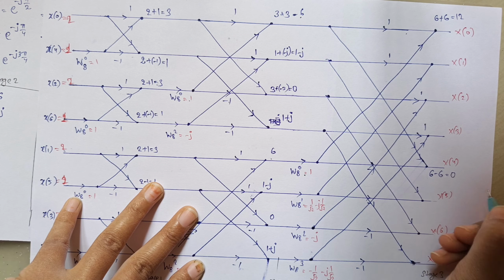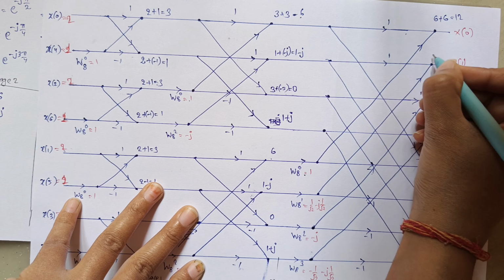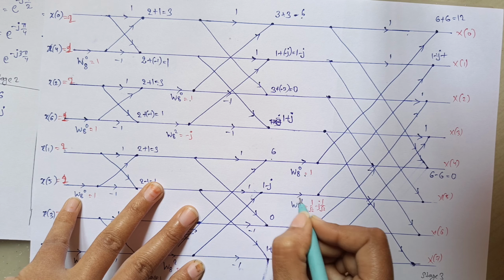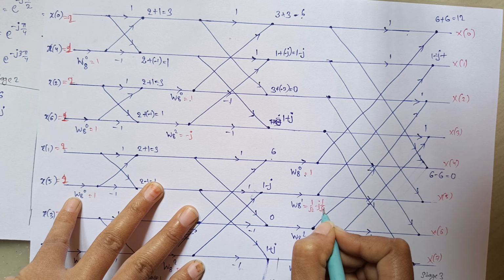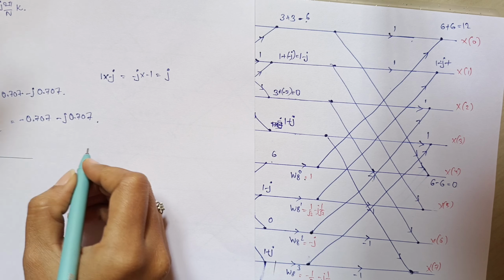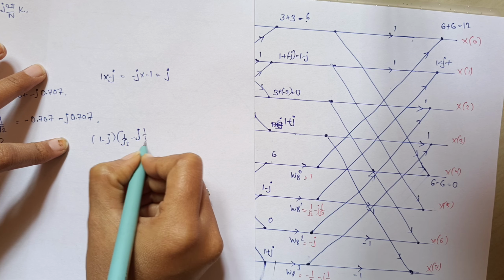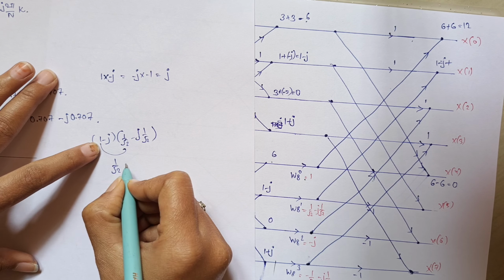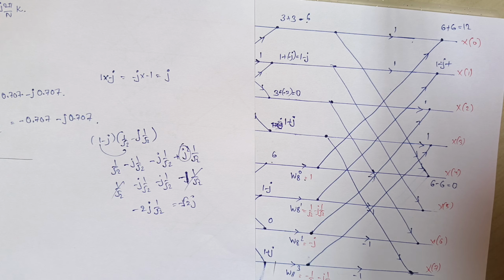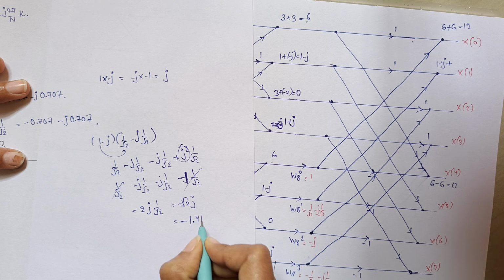Minus 6, so it is 0. Now on the second line, 1 minus j multiplied by 1 will be 1 minus j only, plus from this line we will get 1 minus j into 1 by root 2 minus j into 1 by root 2. So we have to multiply this thing. So we have 1 minus j, and we have 1 by root 2 minus j into 1 by root 2, right? So we have minus root 2. So this value is 1.414, right?